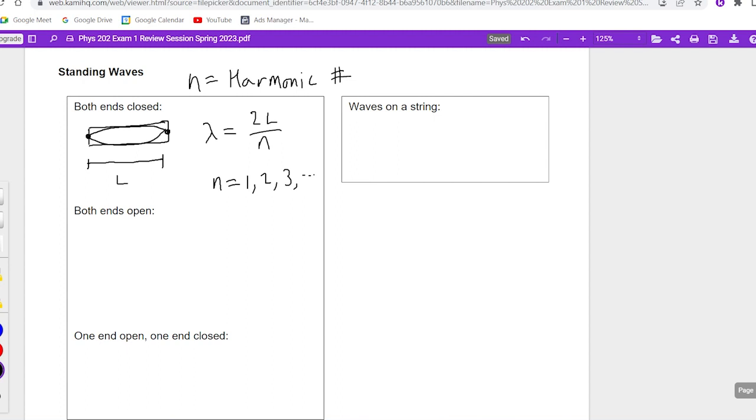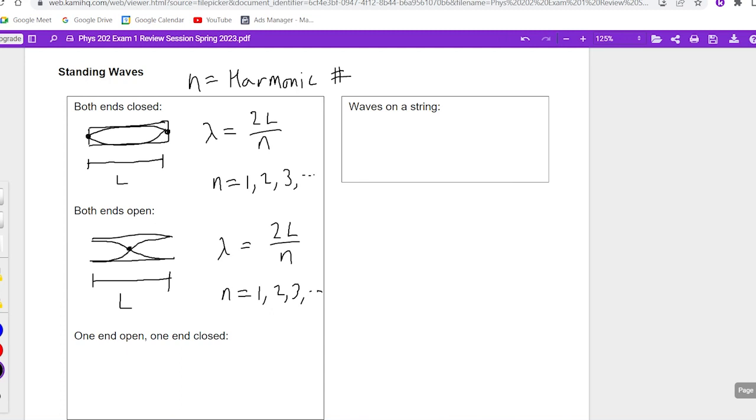Now for the both ends open case, that's going to look like this. Both ends open, the node is in the middle, and the 2 ends end like an open mouth kind of shape. If this is also length L, the equation for lambda is exactly the same, 2L over n. And again, n is equal to 1, 2, 3. It's the harmonic number. You just have to be careful how you count this, because it's still the number of loops. But, I mean, if you look at this, that's 2 half loops. So 2 half loops make 1 full loop. So you count the half loops for the both ends open and make sure it adds to a full loop.